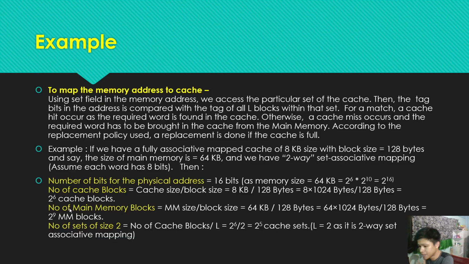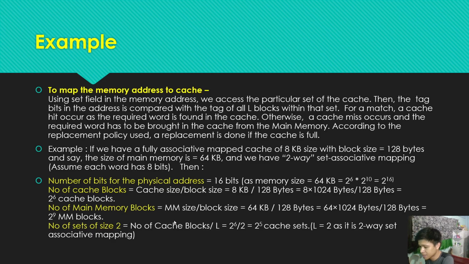And then we have the number of main memory blocks, which is equal to main memory size divided by the block size. So main memory size is 64 kilobyte divided by your block size of 128 bytes. Just do the math: 64 times 1024 bytes divided by 128 bytes is equal to 2 raised to 9 main memory blocks.